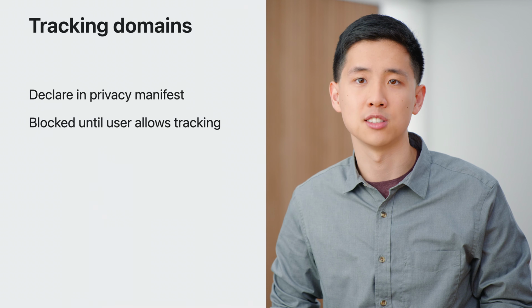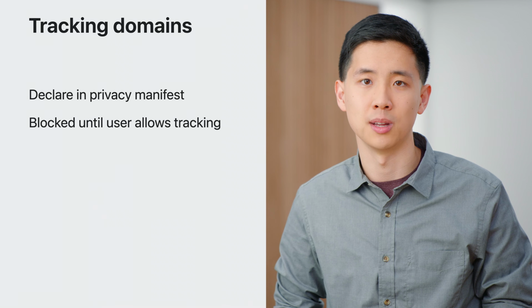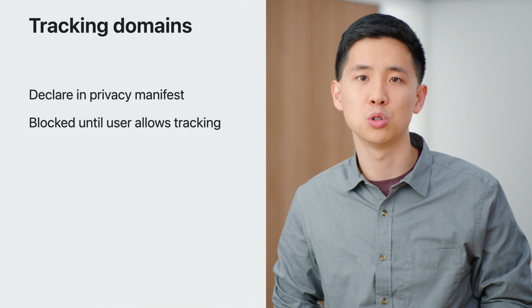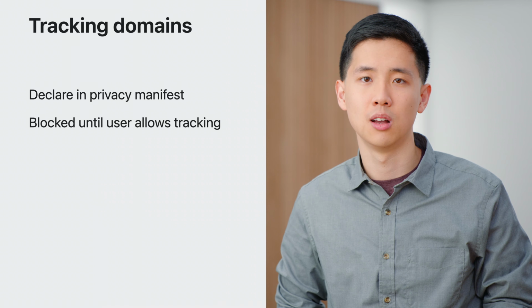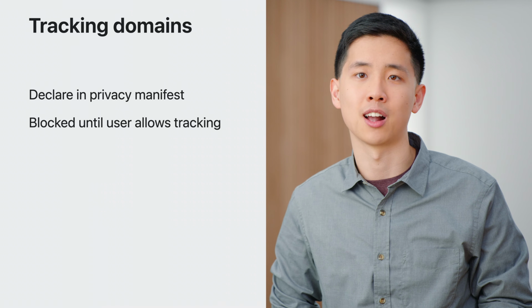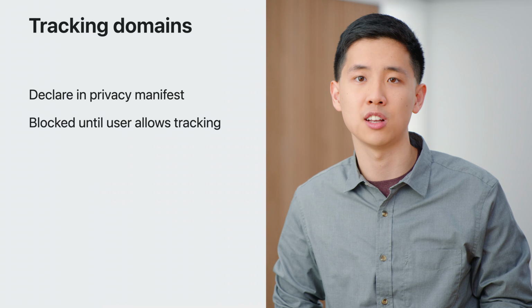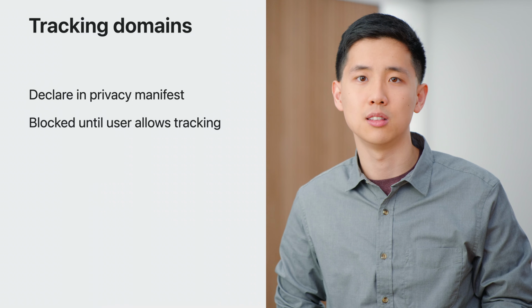To make it easier for you and third-party SDK developers to avoid tracking people without their permission, privacy manifests that declare tracking include tracking domains. In cases when a user has not provided tracking permission, iOS 17 automatically blocks connections to tracking domains that have been specified in any privacy manifest included in your app. This helps you eliminate those edge cases.